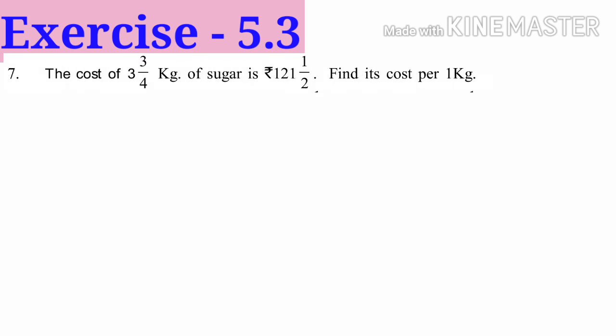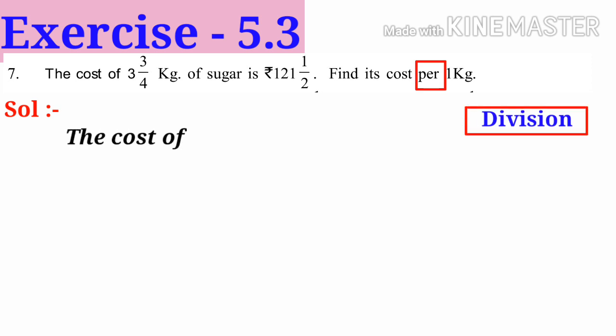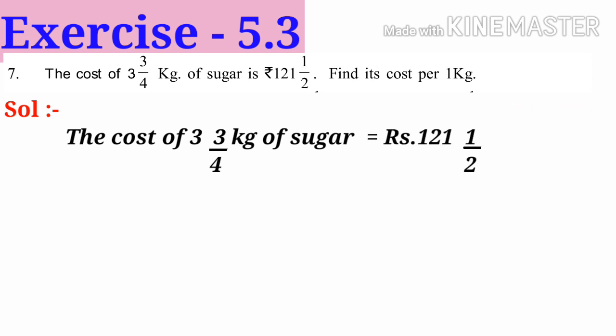Now seventh problem. The cost of 3/4 kilograms of sugar is 121 rupees and half. Find its cost per kilogram. Before going to do the solution, observe the word per. It indicates that the operation we have to do is division. The cost of 3/4 kilograms of sugar is 121 and half rupees. So convert it into improper fraction.